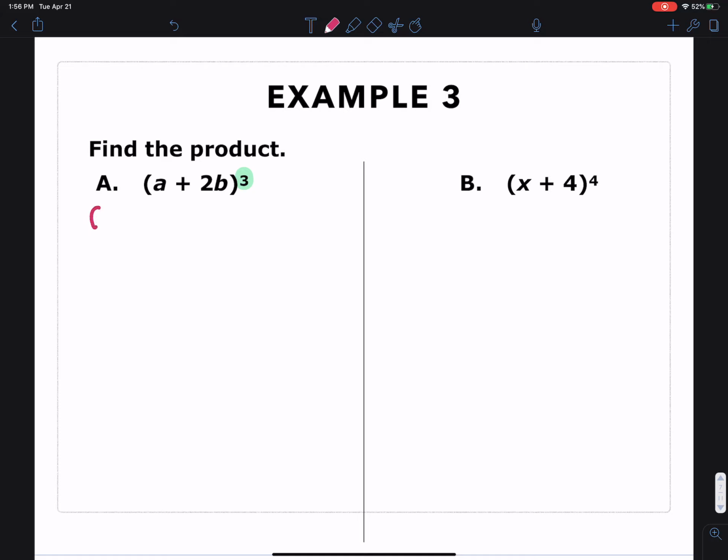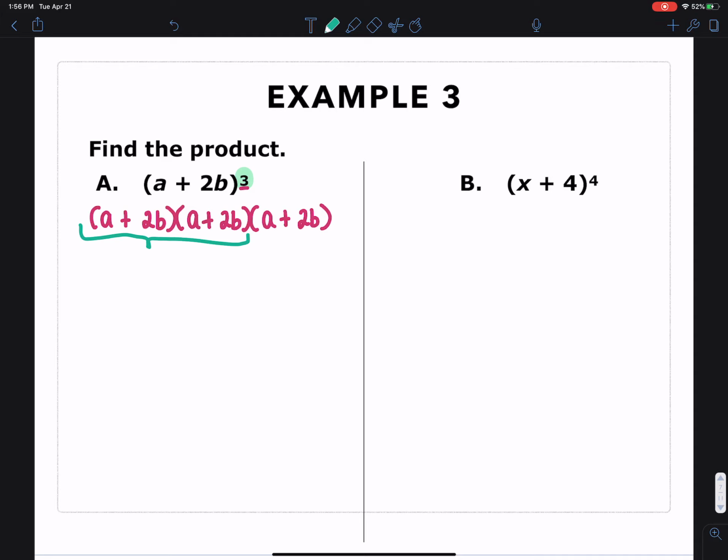If we think about what this actually means, we have a plus 2b. If that quantity is repeated 3 times, it's going to give us a plus 2b, and then we have to multiply it by itself again. So again, remember, multiplication is commutative. It doesn't matter which order we start with. But we can multiply these together. So I'll use a combination of methods with this.